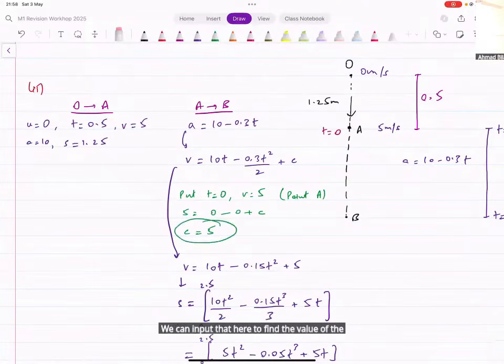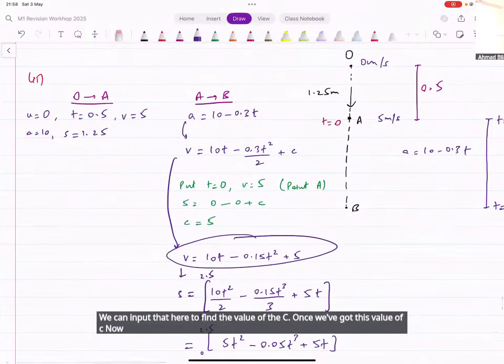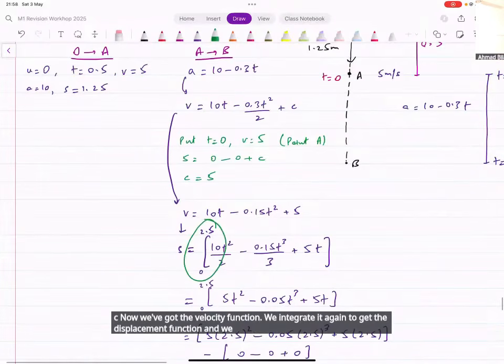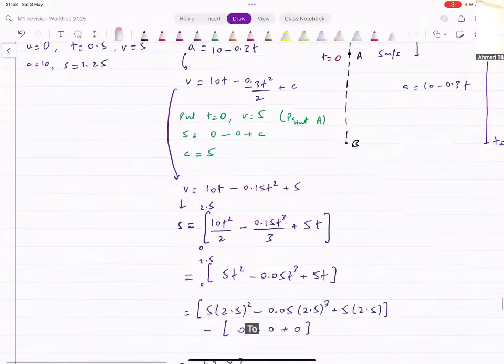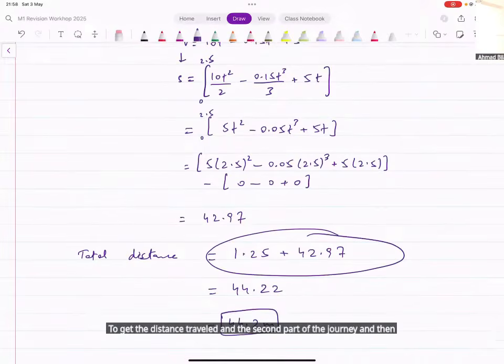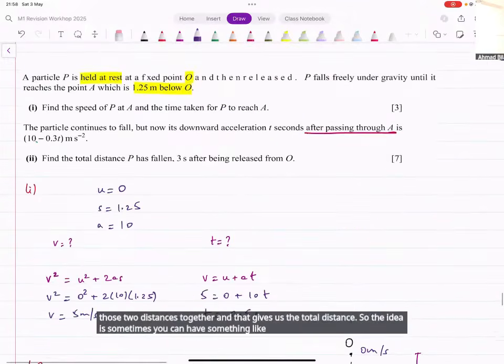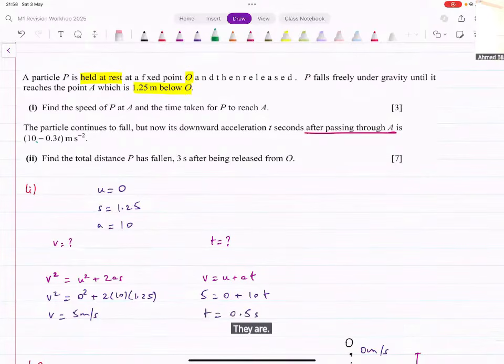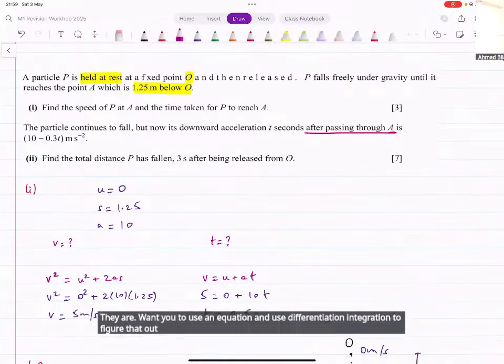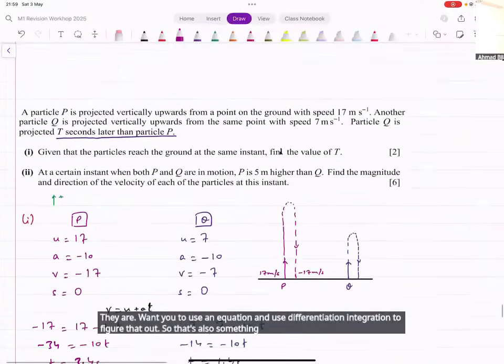Once we've got this value of c, now we've got the velocity function. We integrate it again to get the displacement function, and we input limits from 0 to 2.5 there to get the distance traveled in the second part of the journey, and then we add those two distances together, and that gives us the total distance. So the idea is sometimes you can have something like this as well, that in one part of the journey, they ask you to use constant acceleration formulas, and then in the second part of the journey, they want you to use an equation and use differentiation integration to figure that out. So that's also something that happens sometimes.